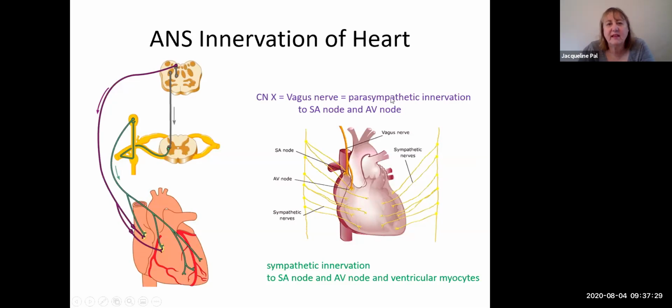The parasympathetic innervation comes from the vagus nerve, or the 10th cranial nerve, represented here in purple. And what you can see is the innervation goes to both the sinoatrial node and the atrioventricular node. In contrast to this, sympathetic innervation comes through the sympathetic chain like you would expect, and it goes, yes, to the sinoatrial node and the atrioventricular node, but it also goes to the ventricular muscle cells themselves.